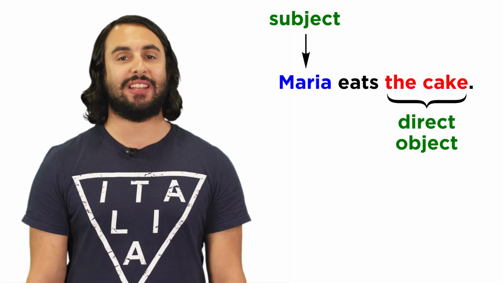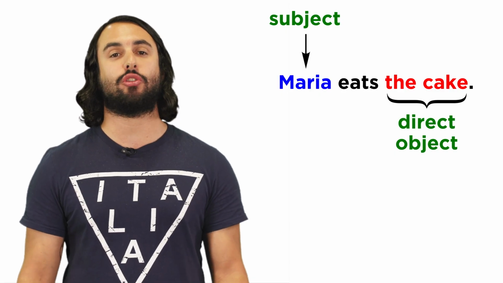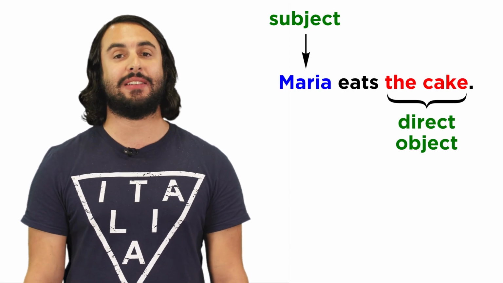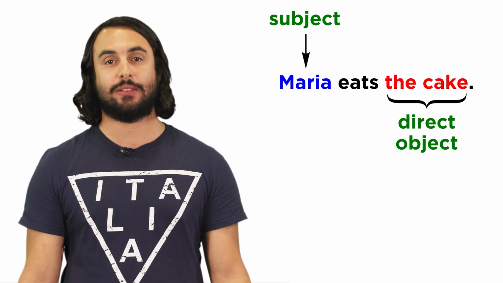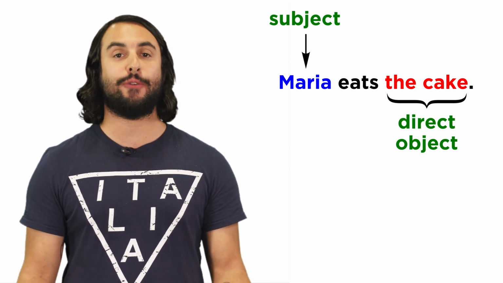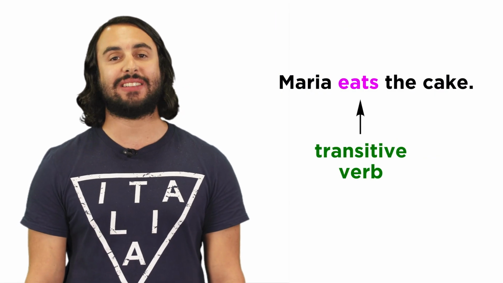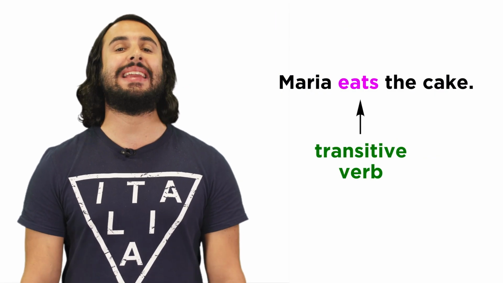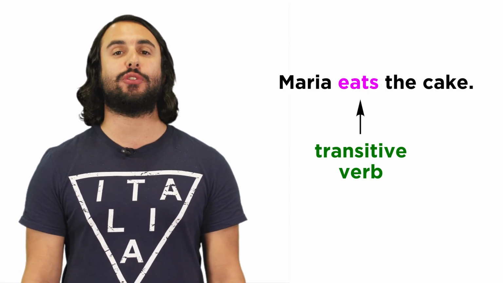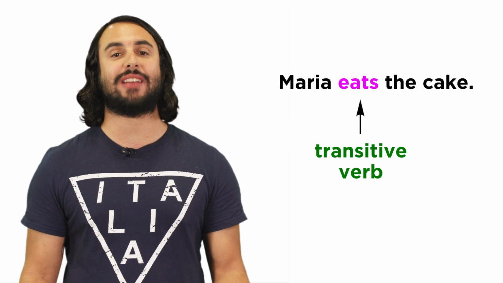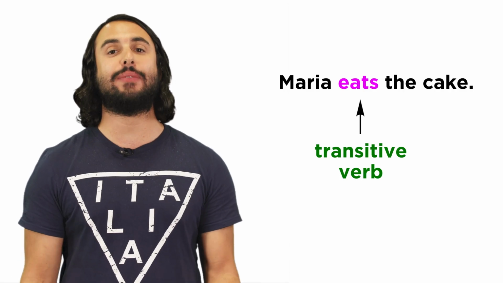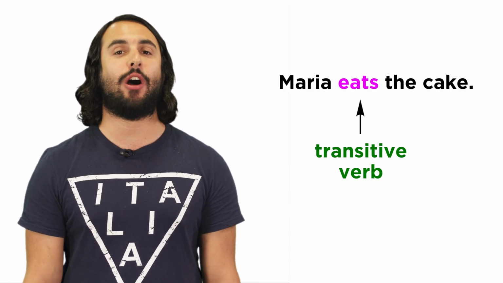A direct object is the recipient of the action described by the verb. In this case, that would be the cake, because Maria is eating. But what is she eating? The cake. The cake is where the action of the verb eating falls. In order to have a direct object pronoun in a sentence, we need a transitive verb. In a transitive verb, the action moves from the subject to land on the direct object. The subject performs the action, and the direct object receives the action directly, without the help of any preposition.